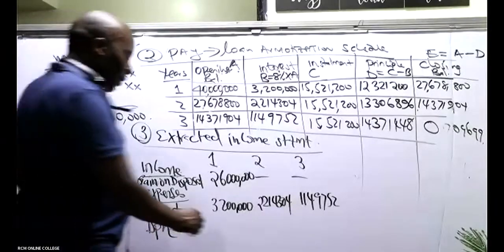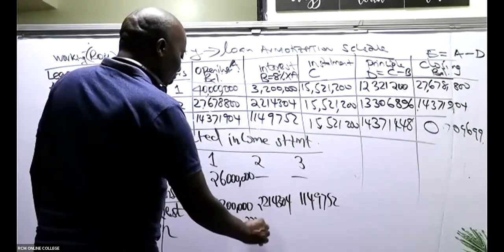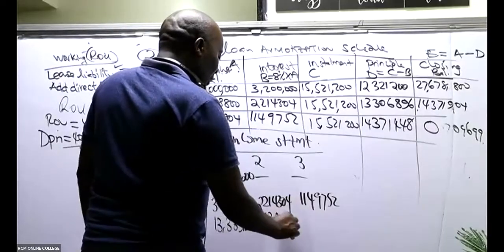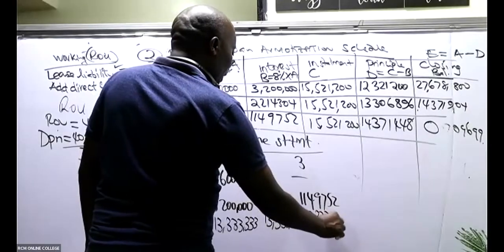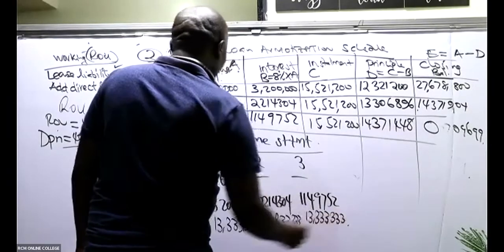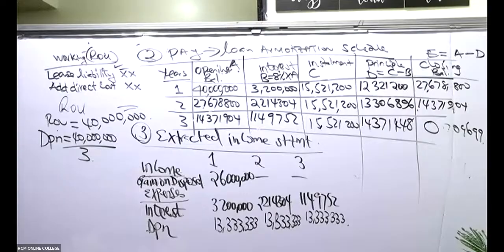So we have here 13,333,333, 13,333,333, and now you are through with your extracted income statement. So these are the numbers that you'll be able to take out of your income statement pertaining to your leased assets. These are the numbers you should be able to take to your full income statement now.